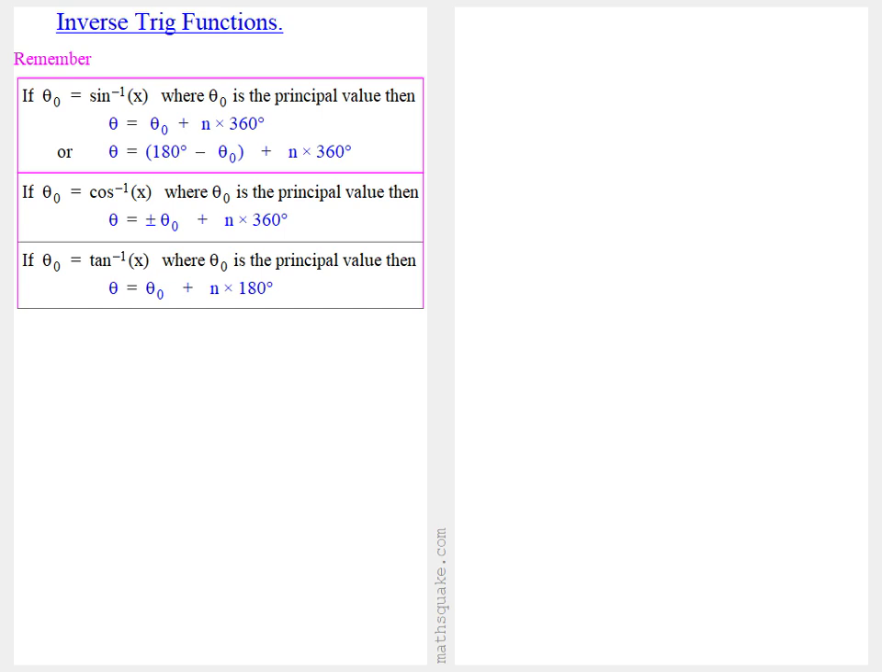If theta naught is the inverse cosine of something, where theta naught is the principal value, then the general solution, theta, is plus or minus theta naught plus n times 360 degrees, where n is an integer. And if theta naught is the inverse tangent of something, where theta naught is the principal value, then the general solution, theta, is equal to theta naught plus n times 180 degrees, where n is any integer.